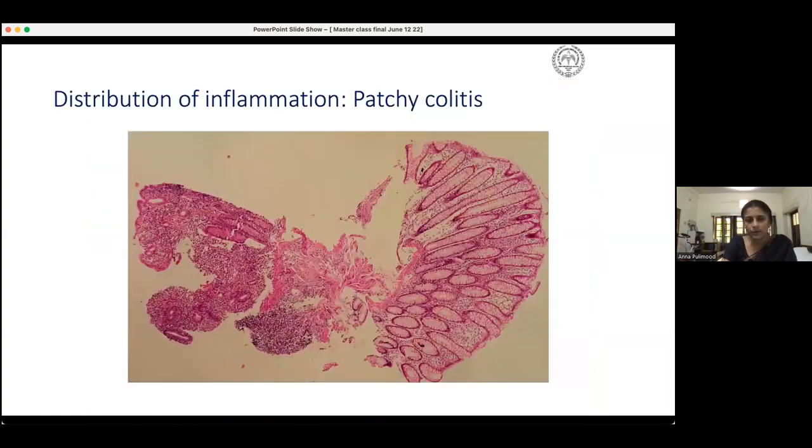Also, we look at the distribution of inflammation within a segment. Suppose you've taken biopsies from the cecum and put multiple fragments. You see that one fragment looks perfectly normal, but another fragment looks very inflamed. This is called patchy colitis. This is also indicative more commonly of Crohn's disease than UC. It can also be seen in tuberculosis and some other inflammatory conditions. So the distribution between fragments is important.